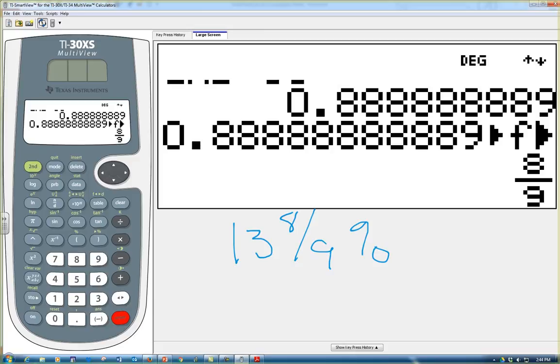So again, that was number 28. So it started out as 5/36. It asked you to change it to a decimal. So what we did is we said 5 divided by 36 came out to 0.138888888 with a 9. So we did this.